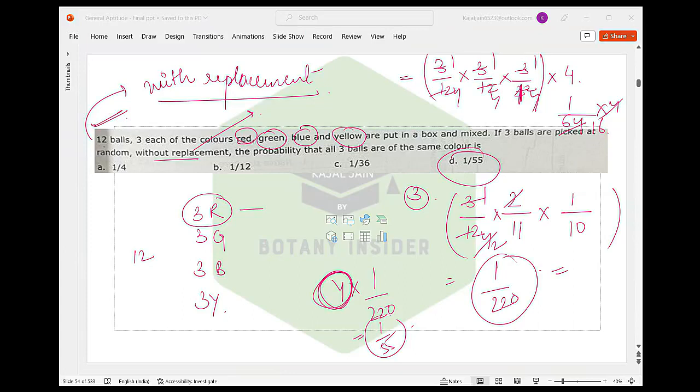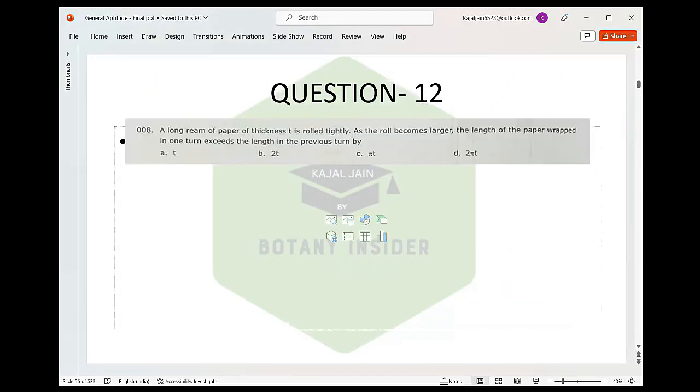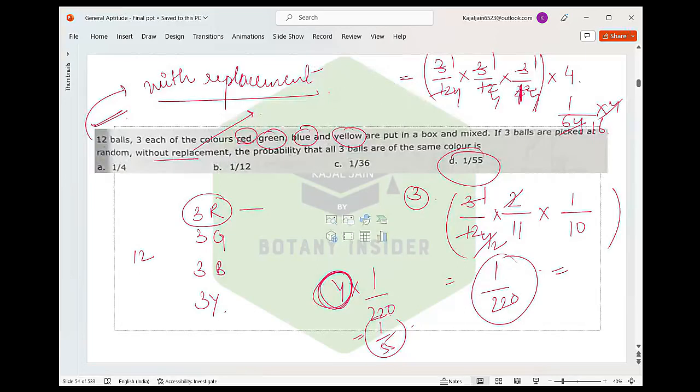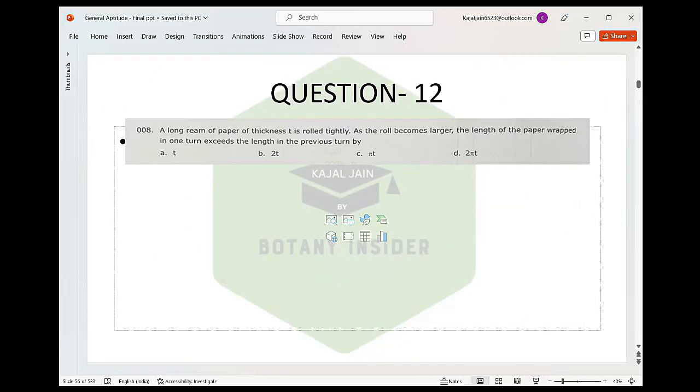Right? Let's move forward. Answer for the previous question was 4. Give it a try to this question, everyone. Easy question again.